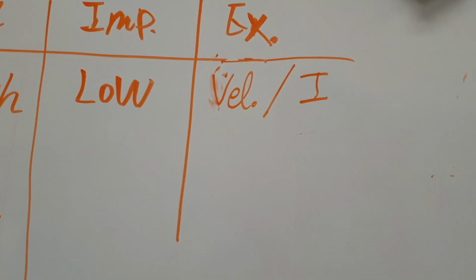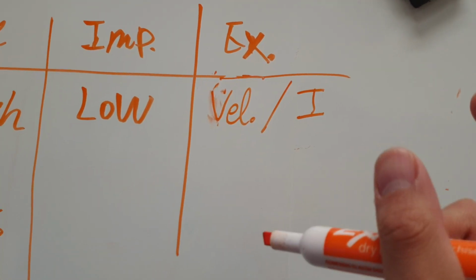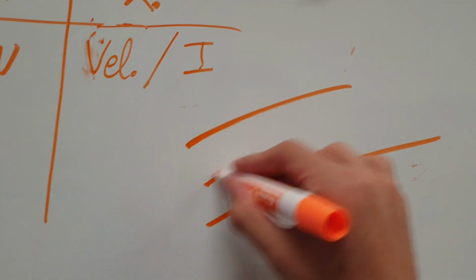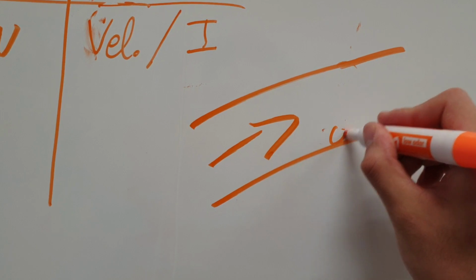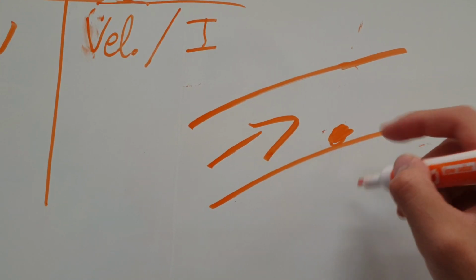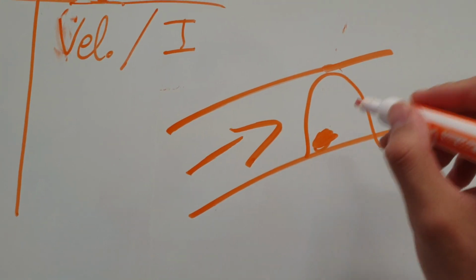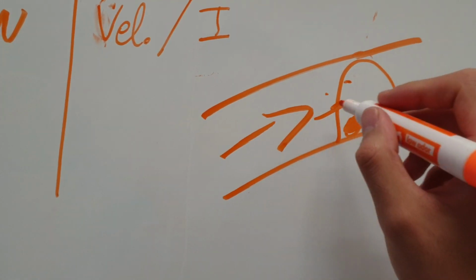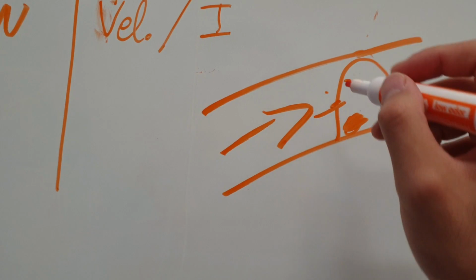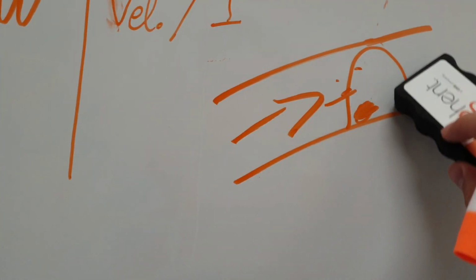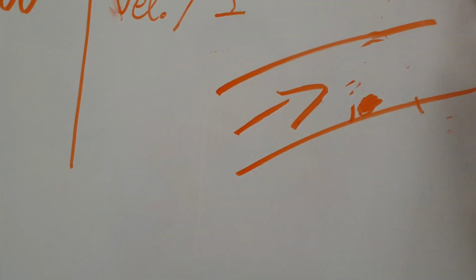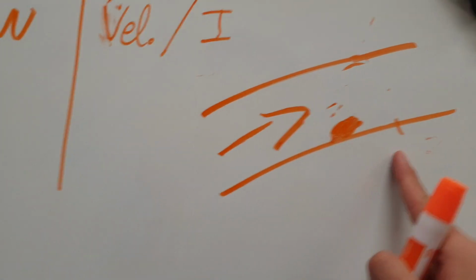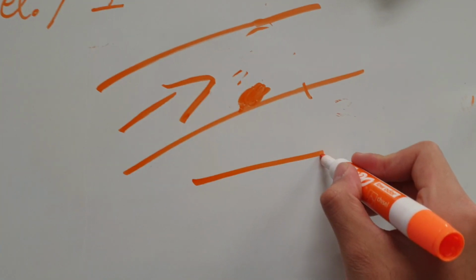Think of it as if you're trying to measure the velocity of blood going through, and we don't want our measuring device to be huge, because it's definitely going to impact the velocity that's going through. And so we actually want the impedance to be really low. And it's the same thing with current.